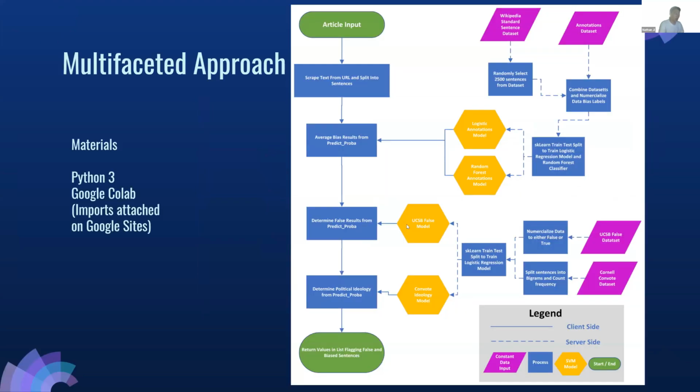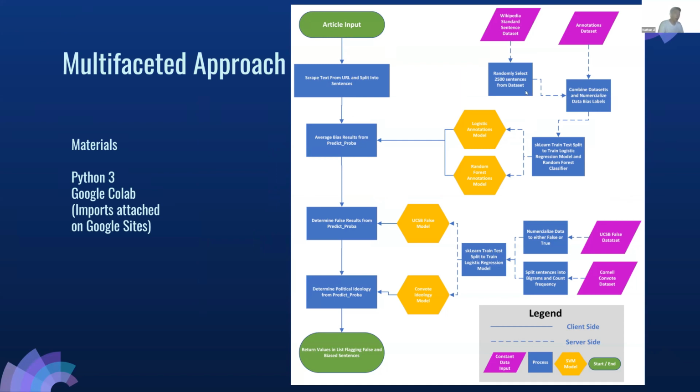So this is the general flow chart that we used here. Basically, we're going to start off with a political article right here, and then we're going to scrape them from the web and then split them into sentences, because obviously each one has to be evaluated independently. And then this is where the models come in.